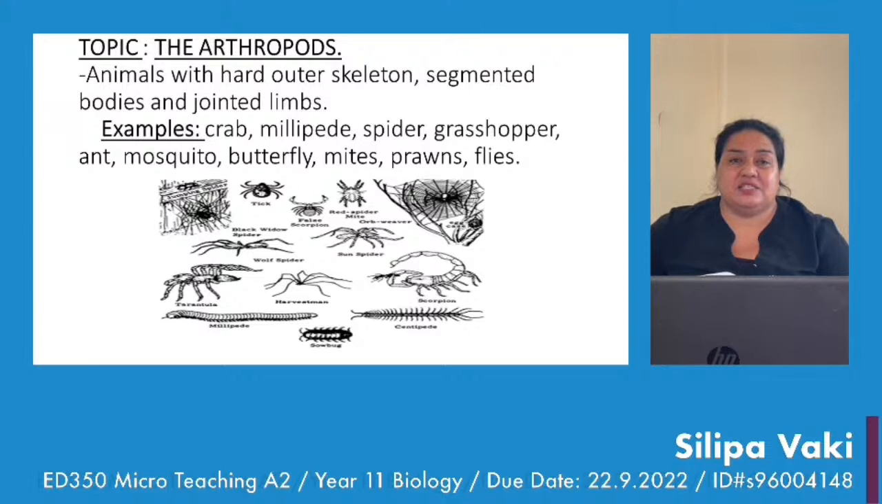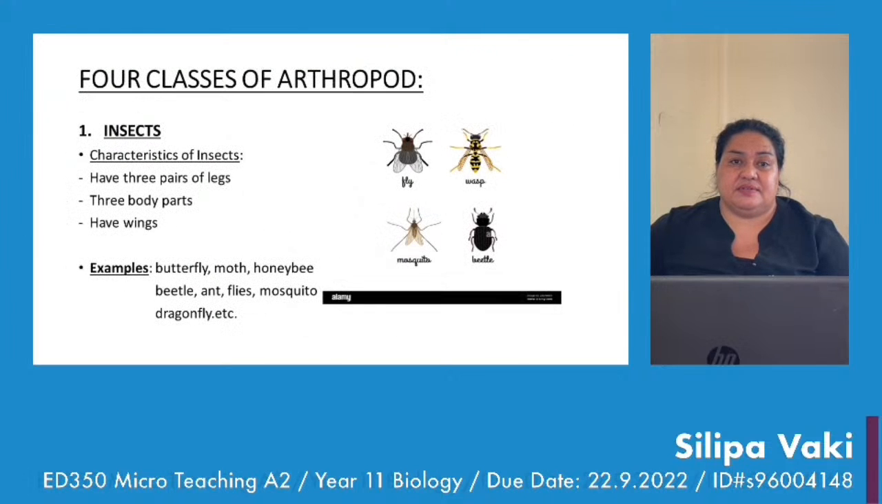There are 4 classes of arthropods. The first one is insects. The second one is arachnid, then crustacean, and the last one is myriapods.